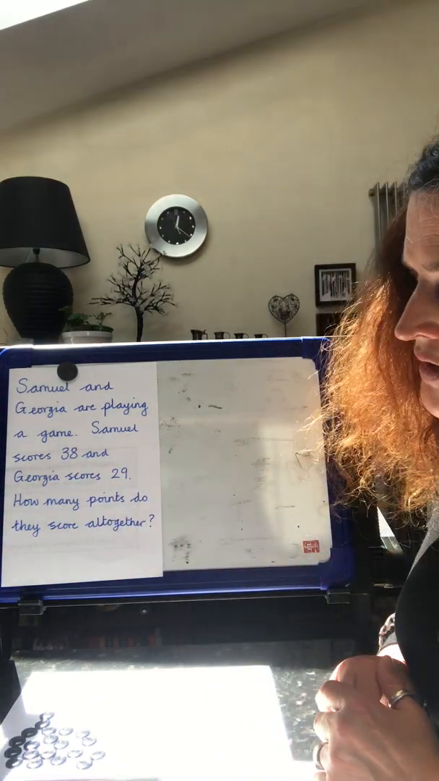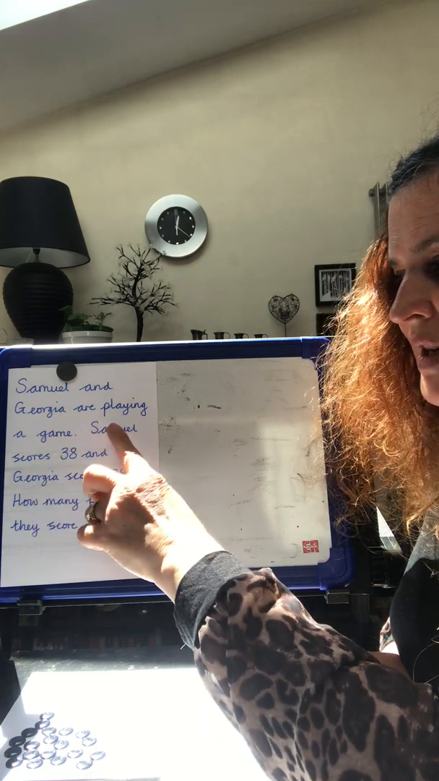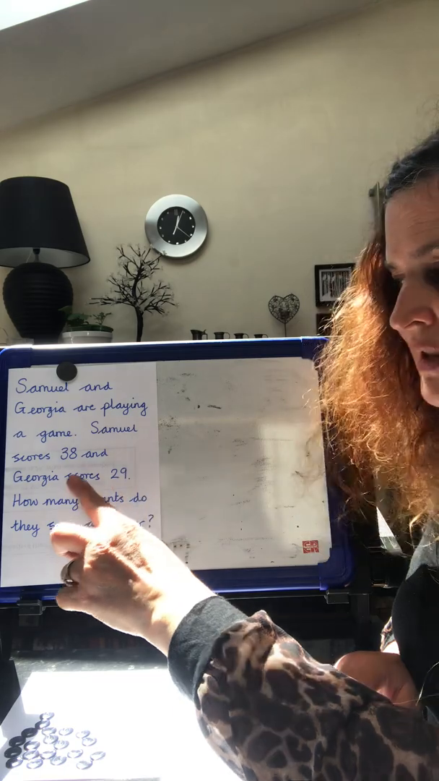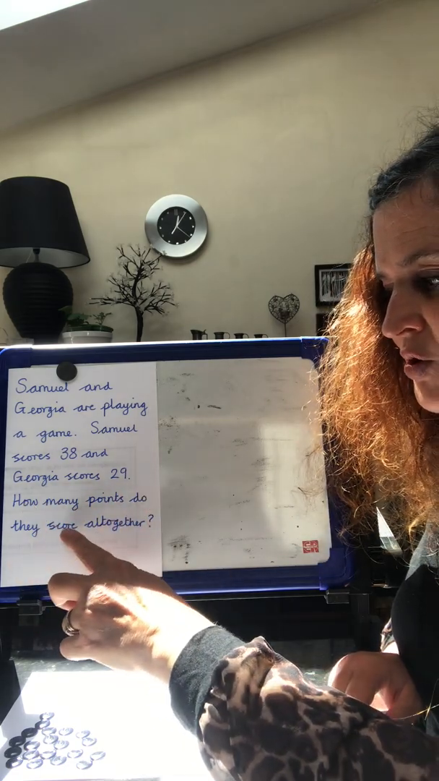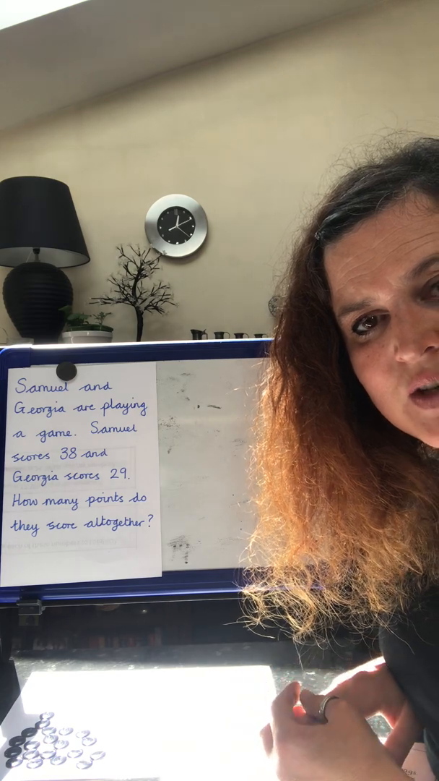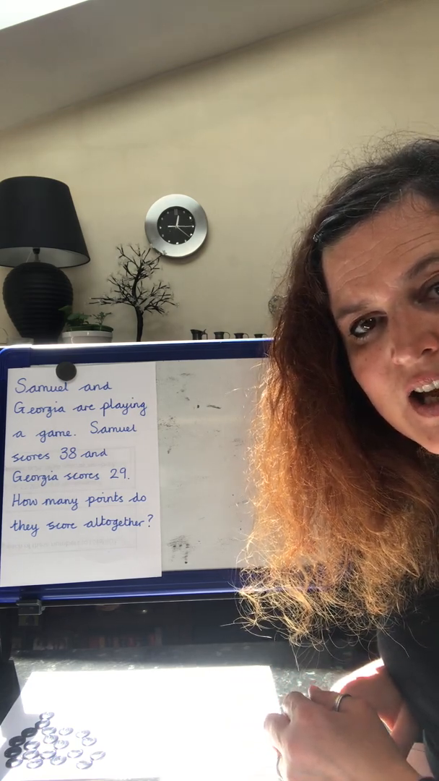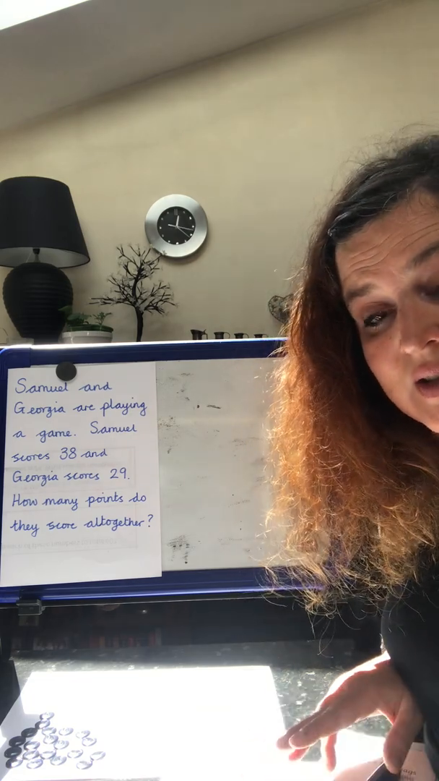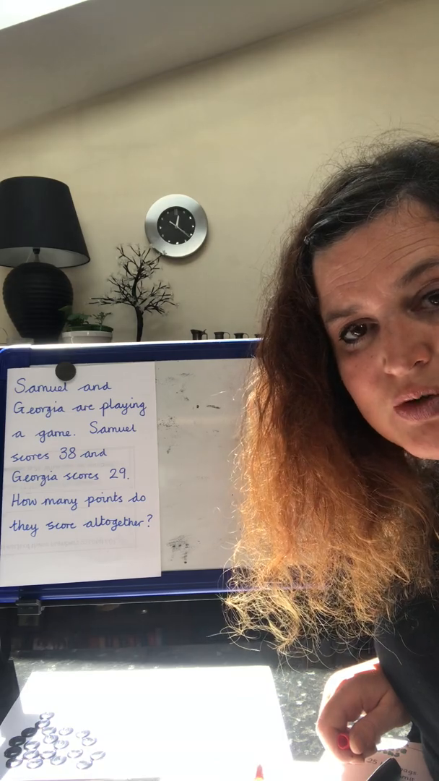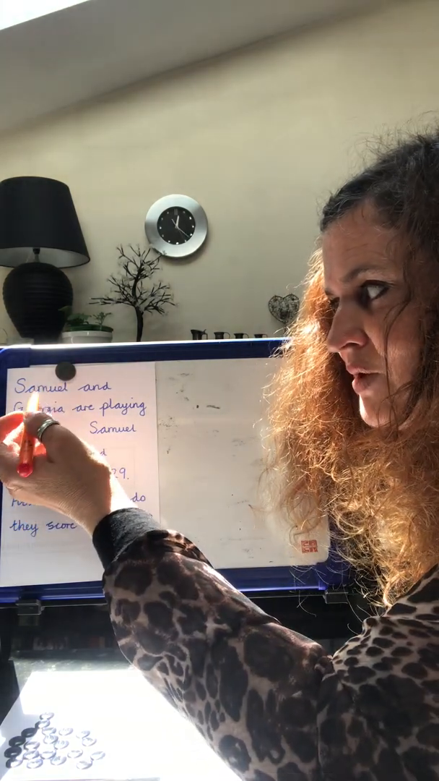Now it says Samuel and Georgia are playing a game. Samuel scores 38 and Georgia scores 29. How many points do they score all together? So the first thing you do when you're faced with a number problem is you read the problem carefully, and I would read it a couple of times. Then you need to highlight the important information. So I would find the numbers. So I'd read it again.